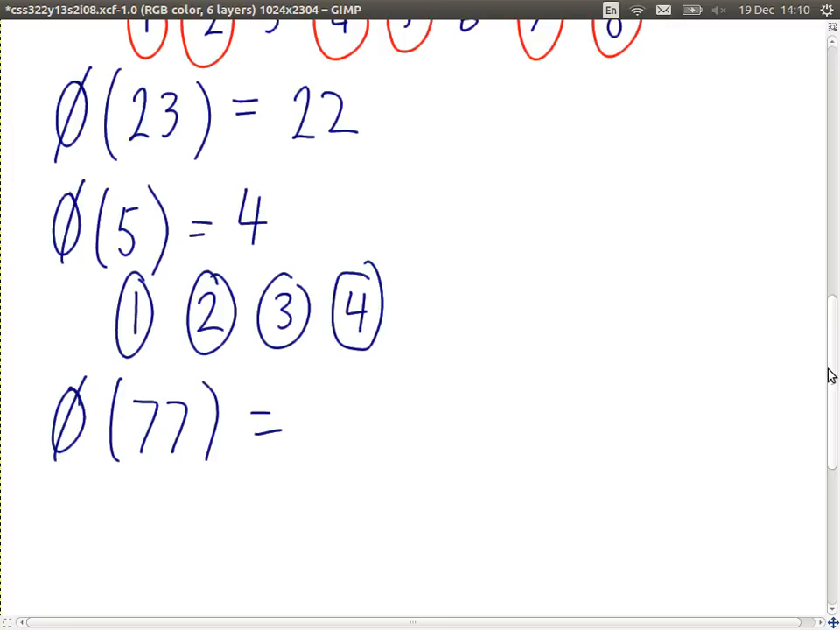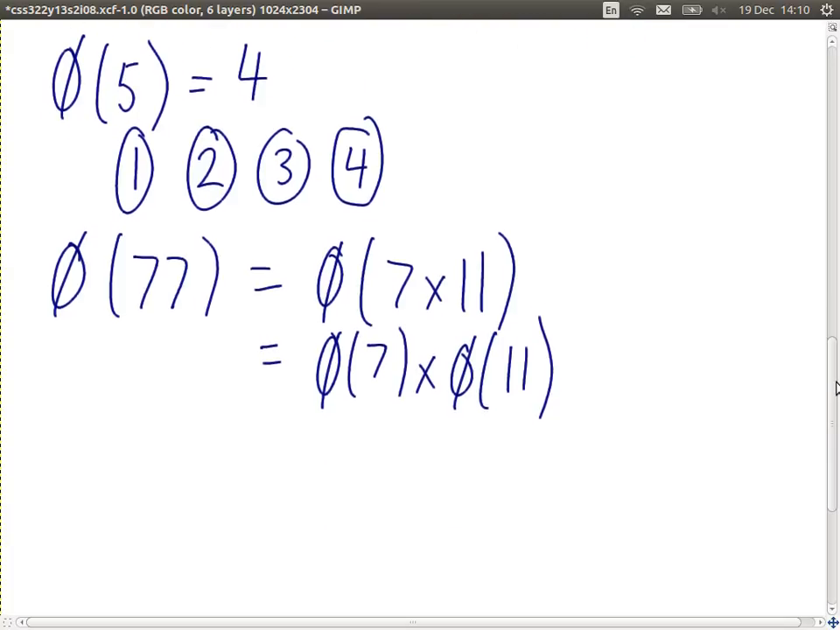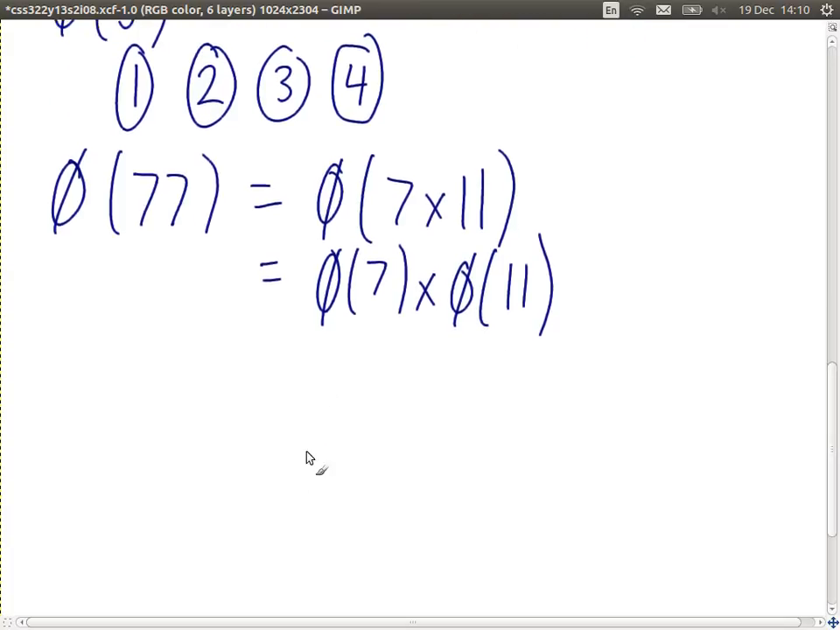77, its prime factors, that is, the primes that we multiply together to get 77, are 7 and 11. And our property is that it equals the totient of 7 times the totient of 11. And 7 and 11 are prime numbers. So the totient of a prime number is that number minus 1. Totient of 7 is 6. The totient of 11 is 10. So the answer is 60.